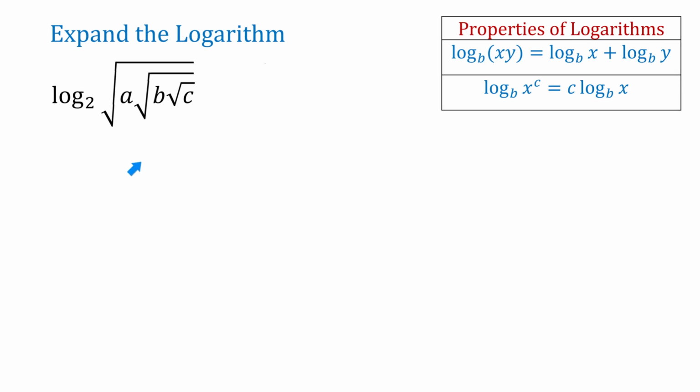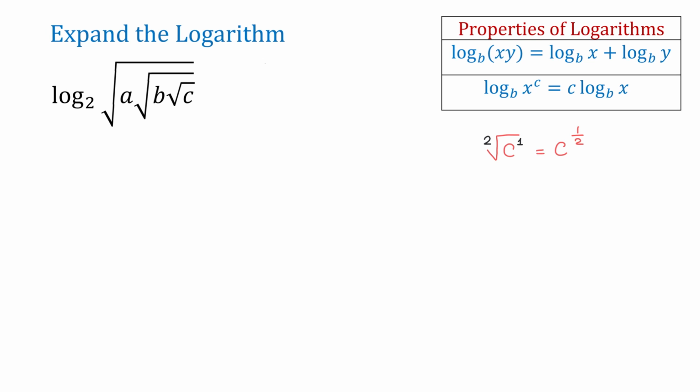In our exercise, we have radicals, and to expand this logarithm, we need to write these radicals in exponential form. As a side note, if we have the square root of a certain number c, then the exponent of c is 1 and the index of this radical is 2. Then the exponential form is c to the power of 1/2.